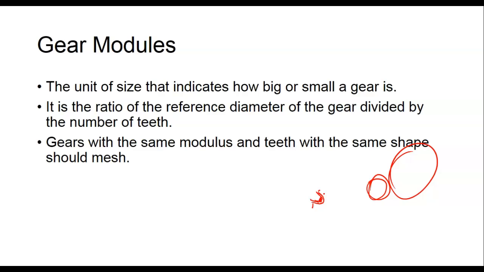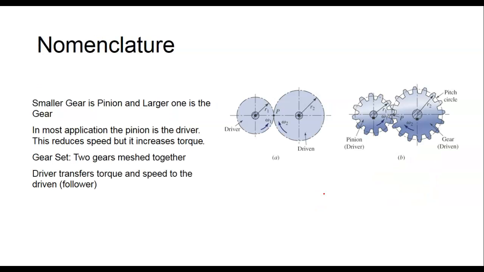So what we have is what we call a gear modulus. If two gears have the same modulus, it doesn't make any difference how big they are or how small they are. That means their teeth would mesh. That makes sense? Everybody okay?